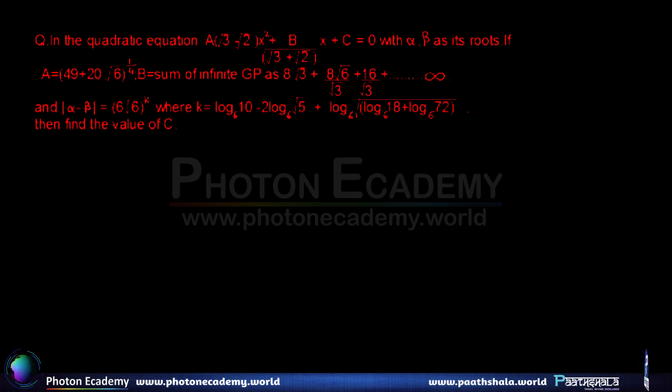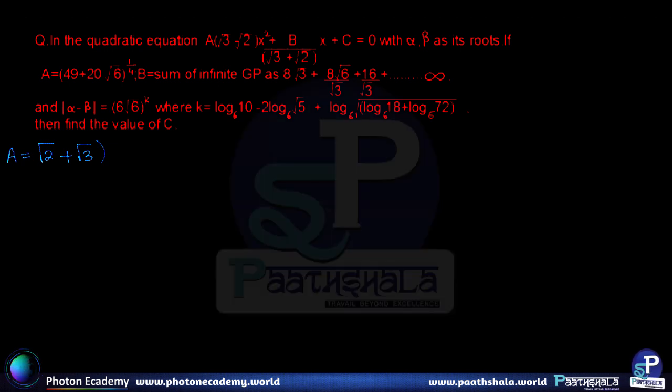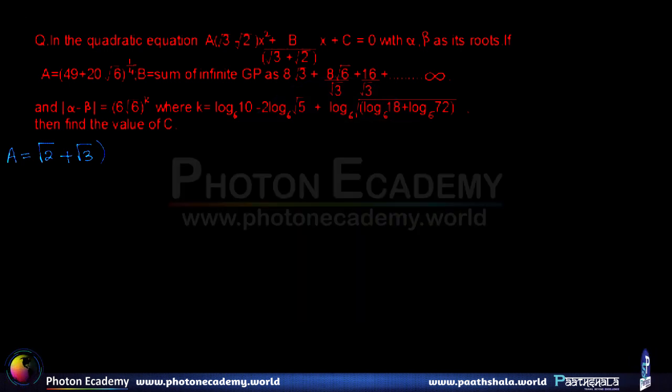Now let's move on. We will just note this down. A is equal to root 2 plus root 3. Moving on, let's see b. So it's an infinite series. The first term is 8 root 3 and it's an infinite GP actually. What will be the common ratio? Multiplying 8 root 3 by root 2 upon root 3, we will get 8 root 6 upon root 3.